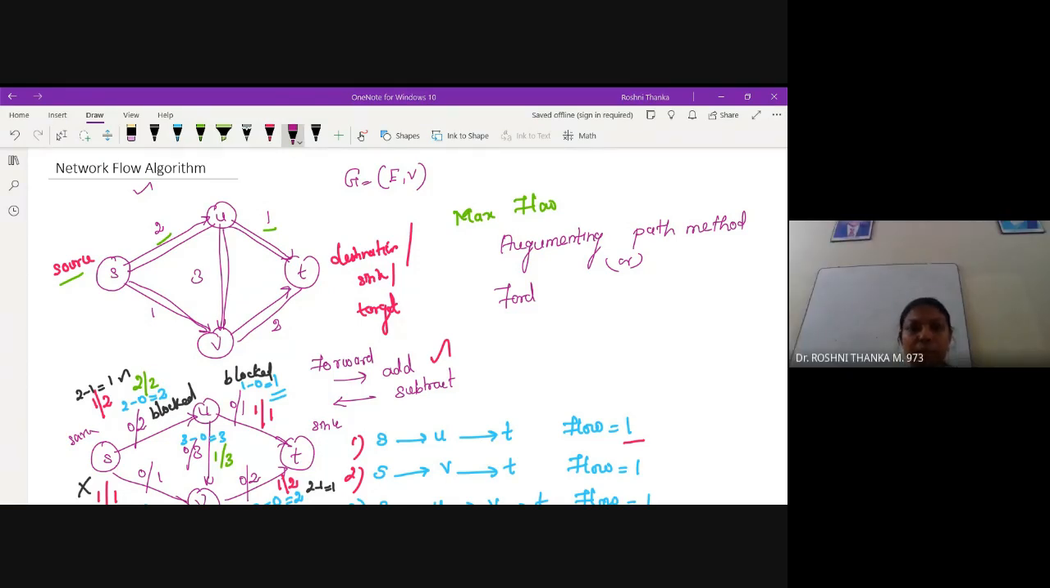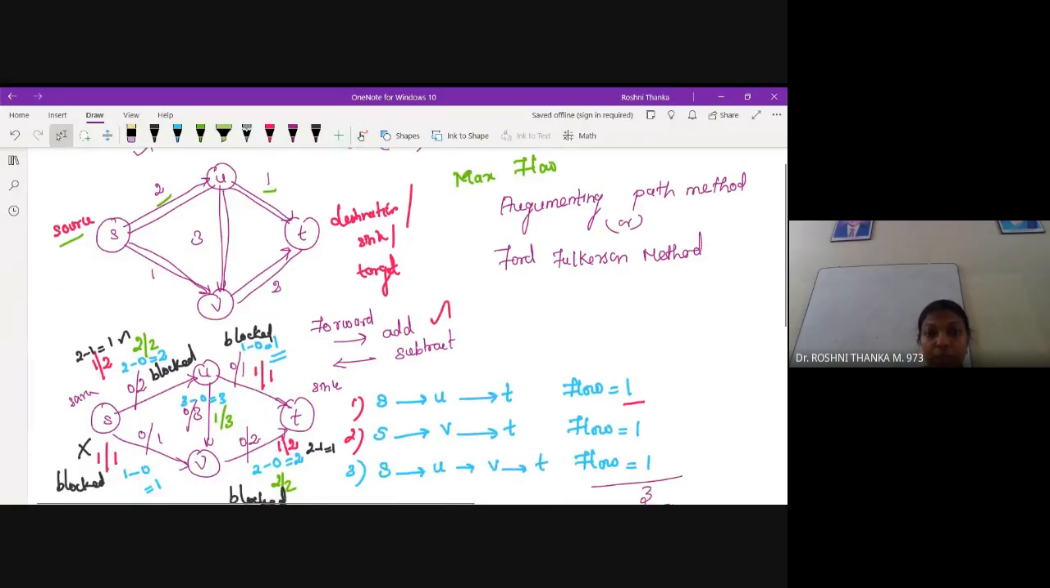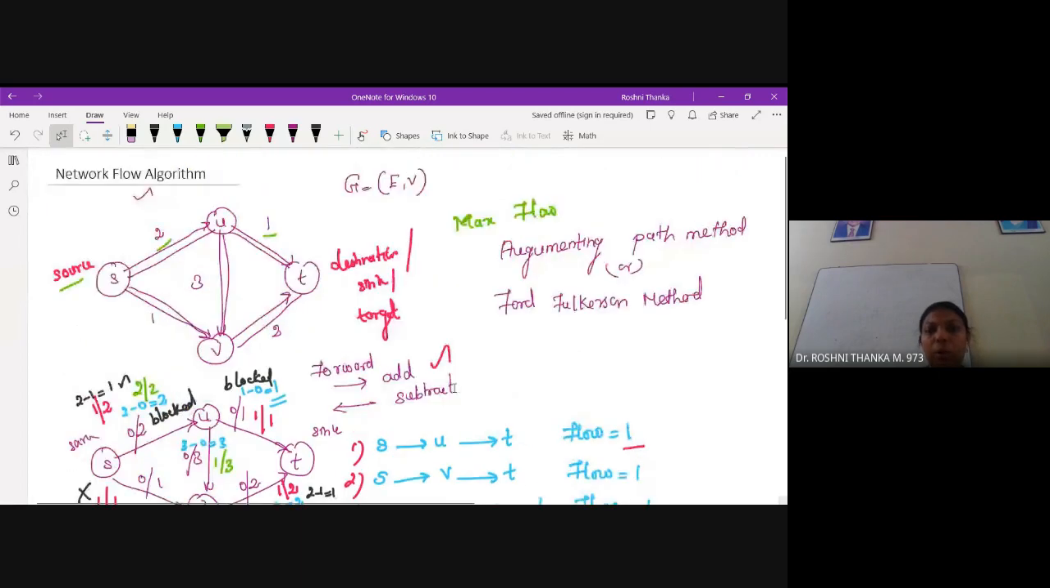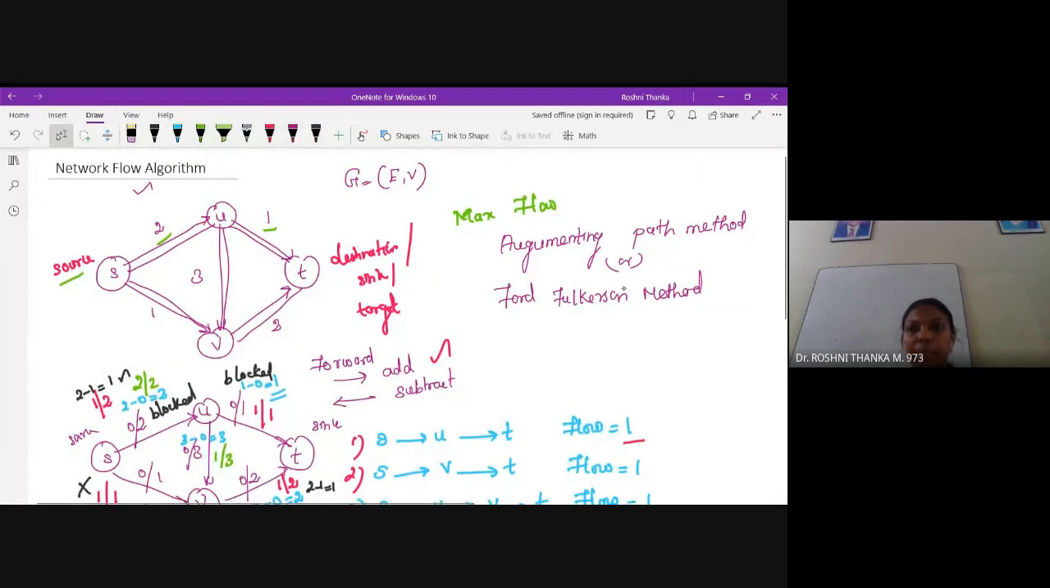If there is any query, you can also call it the Ford Fulkerson method. So we have solved this network flow problem in this way. This method of solving is called the augmenting path method. We are augmenting every time, right? How much you are able to send. So you can call it the augmenting path method, or you can call it the Ford Fulkerson method.